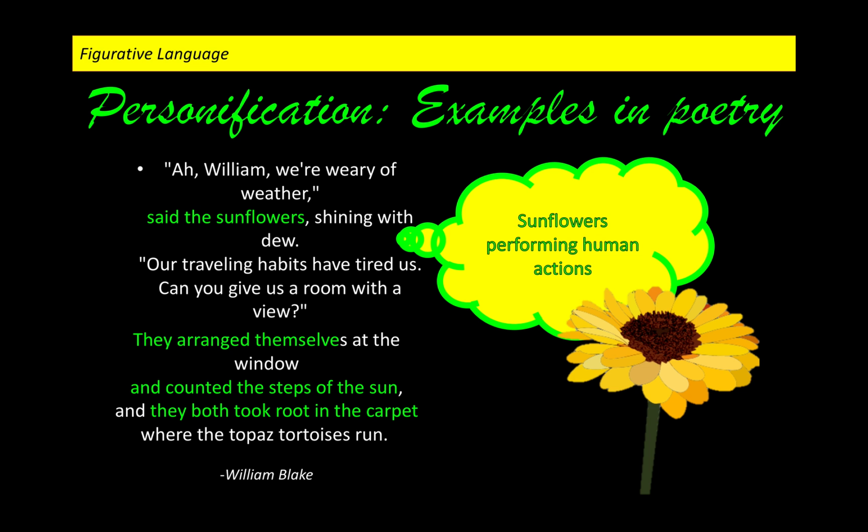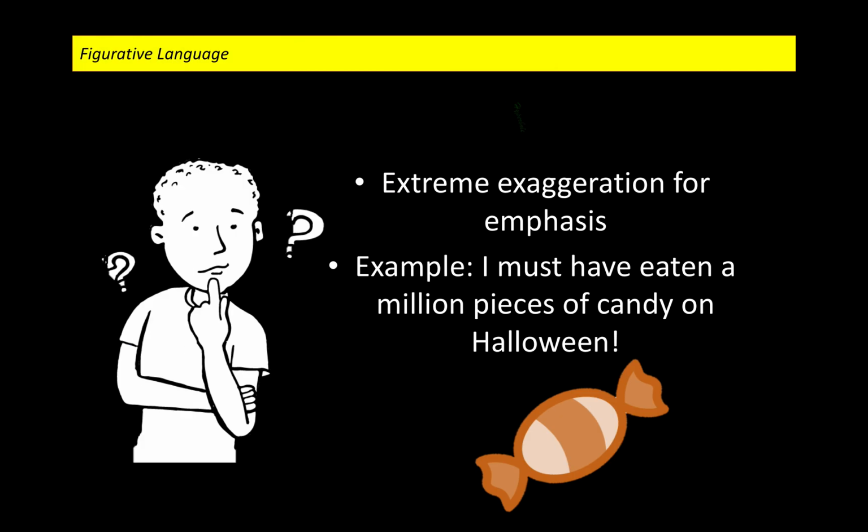So all of this is about sunflowers performing human actions. Sunflowers won't arrange themselves, right? They're talking about being tired. So that example could be highlighted in green as well. They counted the steps of the sun and they took root in the carpet. None of these things can actually happen. A sunflower can't do these things, but they're giving them personal qualities.